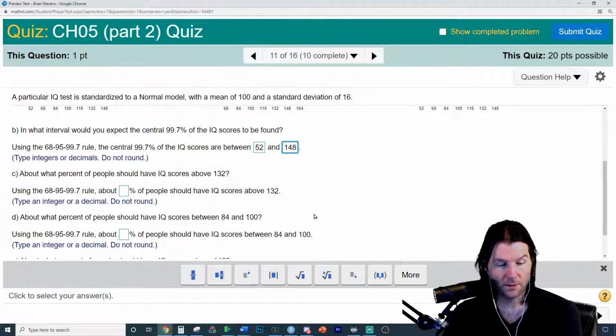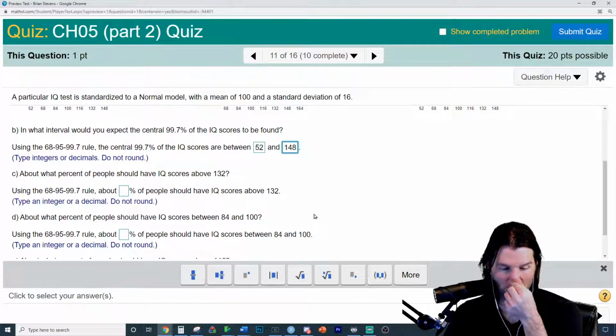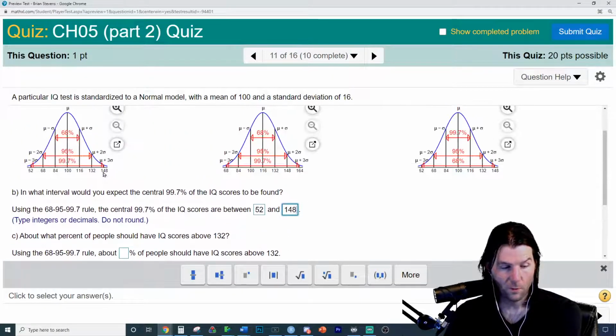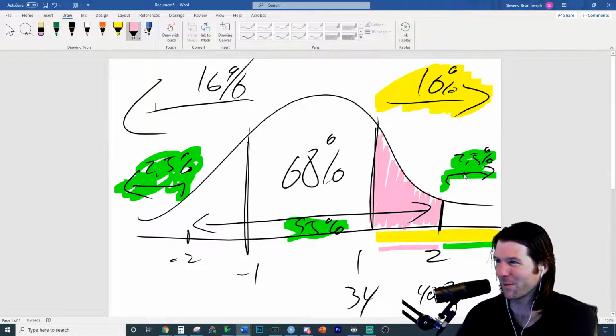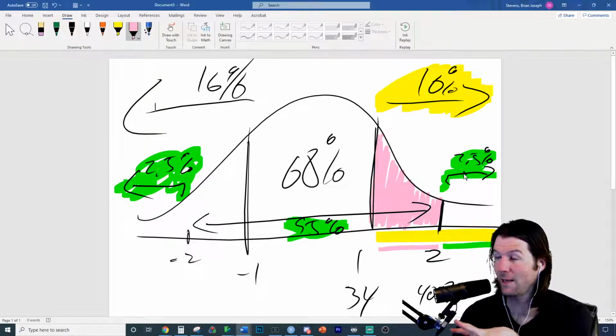And about what percent of IQs should have scores above 132? 132 is a z-score of 2. So we can go back to here, and we've got our answer from previous questions. If you write these down, it'll really help. If you practice writing these out.